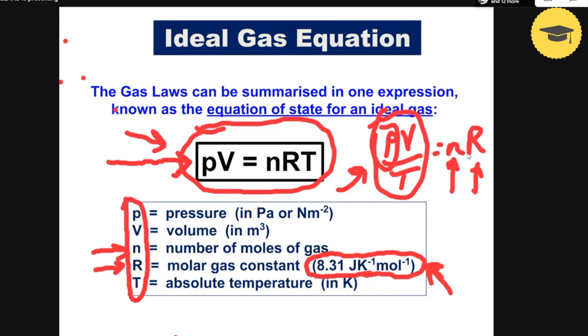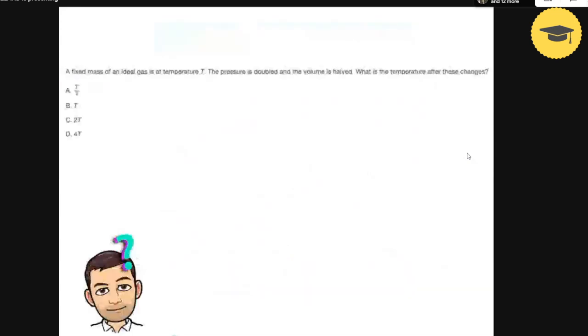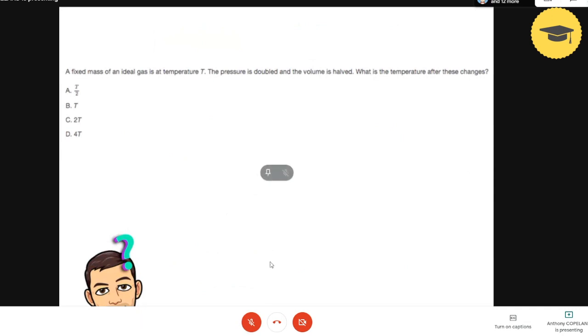Okay, so having seen those relationships, here's a question for you. I'll get multiple choice up, so A, B, C, or D. If I've got a fixed mass, so I'm not changing the number of moles, and it's at temperature T, what happens to T if I double my pressure and half my volume?